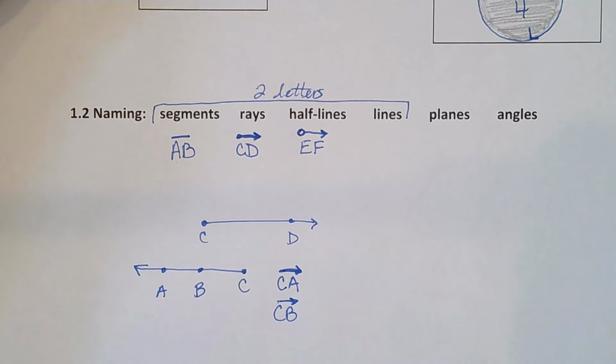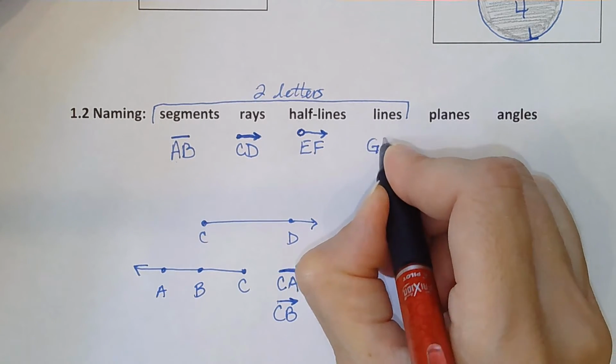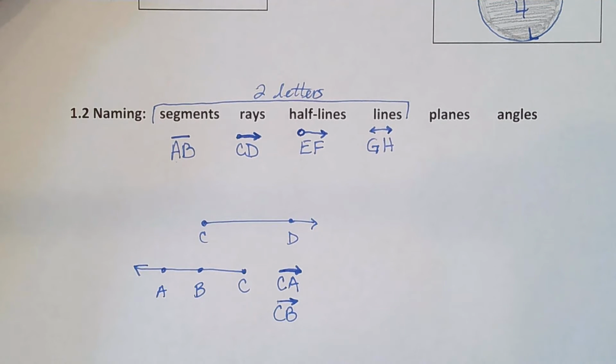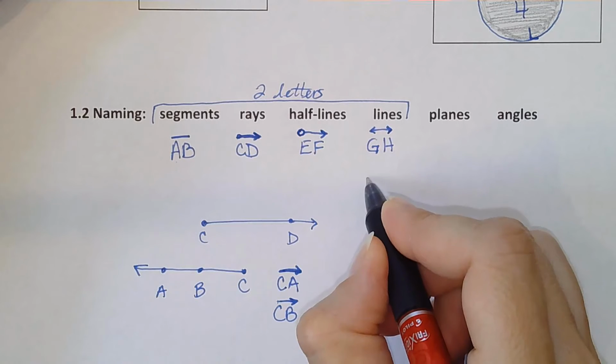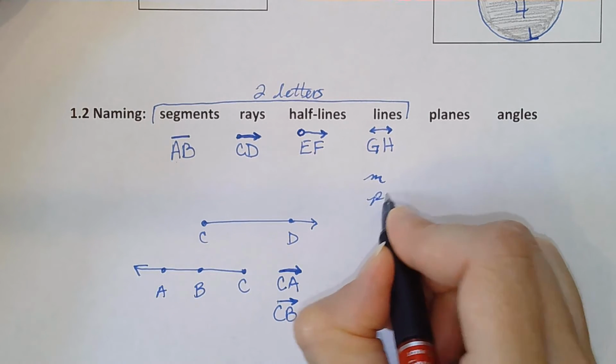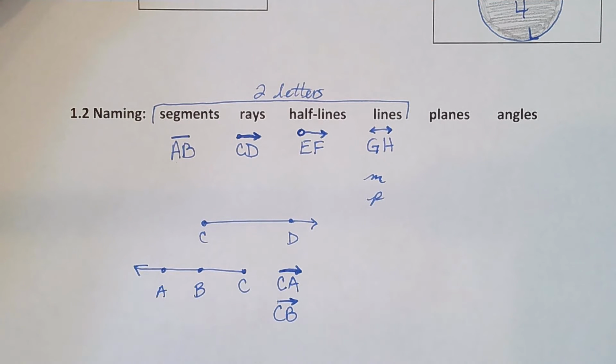And then lines. So lines, again, we want two letters, and the symbol above it is going to be a line symbol. So we've got the arrows on both sides of that, and it's important that we use the right symbol there. So lines, generally speaking, you're going to use two letters to name a line. The one exception is that sometimes you'll see the lines might have a cursive or an italic letter. So they might have a cursive or an italic M there, or maybe a cursive or an italic P. You can then name it with line M or line P. Okay, you can do that if there is a cursive or italic letter there.